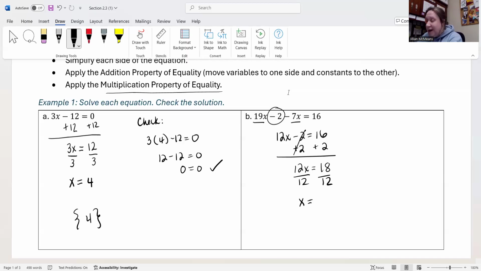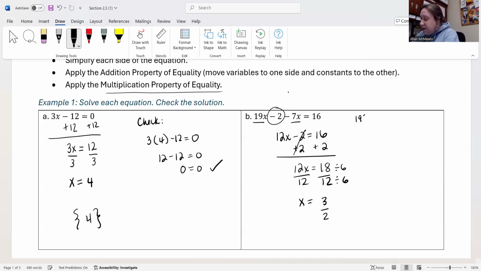Fantastic. So 18 and 12 are both divisible by 6. So we're going to divide both of these by 6. Well, 18 divided by 6 is 3. 12 divided by 6 is 2. And there you have it. That's our final answer. So if you need to, go ahead and just double check it.